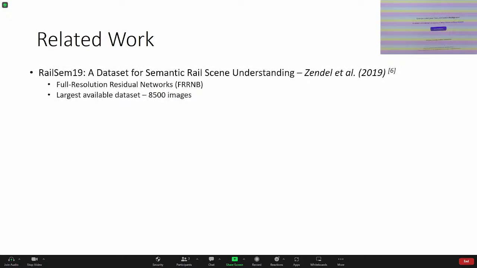We'll continue by presenting some notable papers from the field. First of all, in RailSem19, the most comprehensive dataset consisting of images which depict road, rail, and tram scenes was introduced. It can be used for semantic segmentation, our task, but also image classification and object detection. The authors applied full resolution residual networks for the task of semantic segmentation.